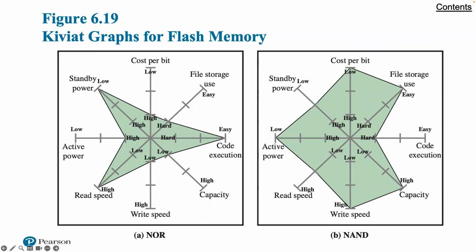So here we have Kiviat graphs, or another word I'm familiar with is spider charts, for flash memory. Although the specific quantitative values of various characteristics of NOR or NAND are changing year by year, the relative difference between the two types has remained stable. These differences are usefully illustrated by the graph shown here in figure 6.19.